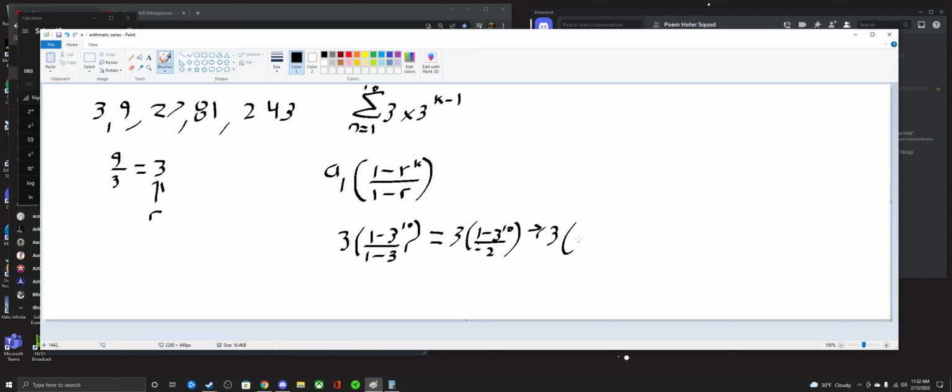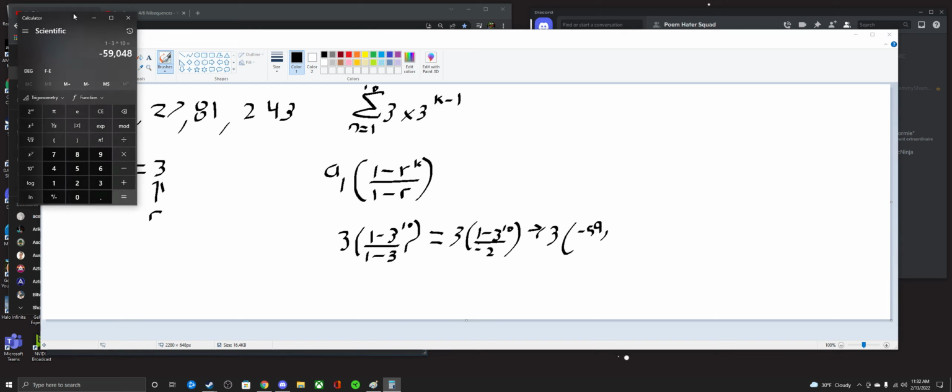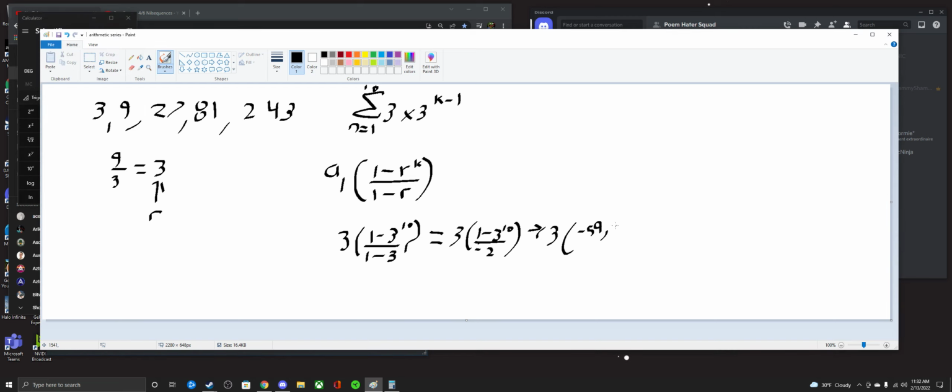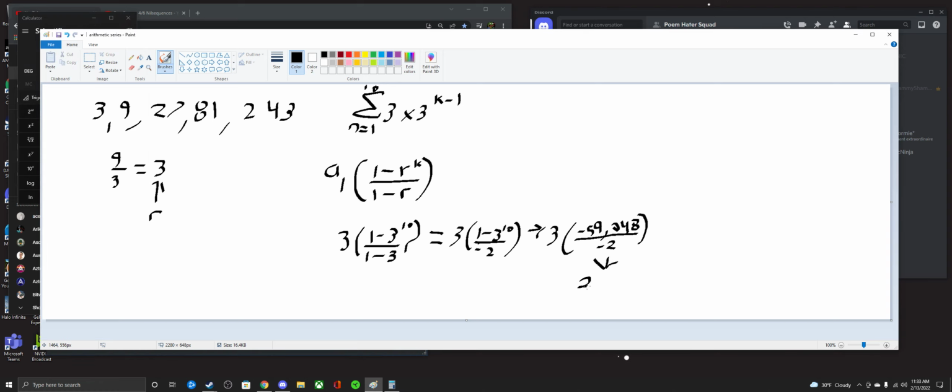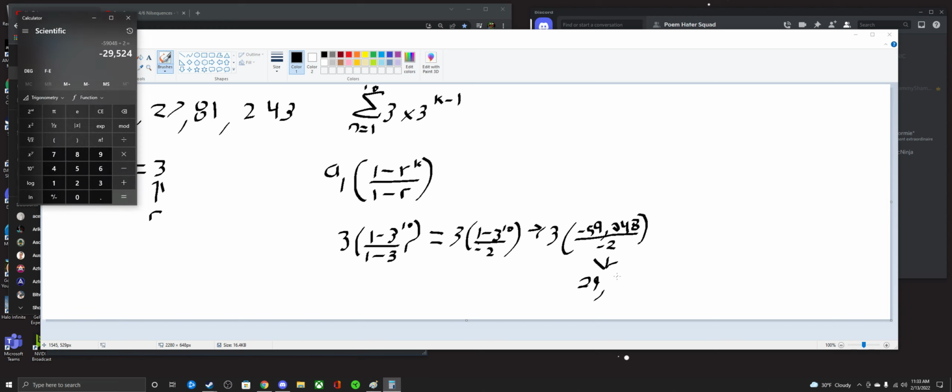3 times negative 59,048. And you can see since there's two negatives, they'll cancel out and become positive. You won't have any weird numbers. So we have 29,524. Just ignore the negative. I didn't put a negative sign for the 2.